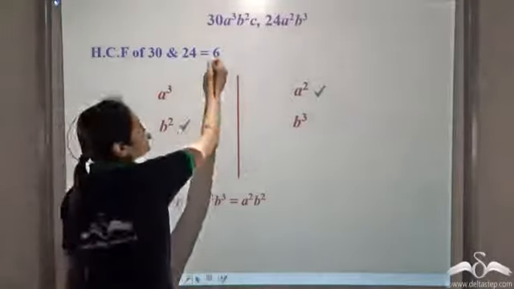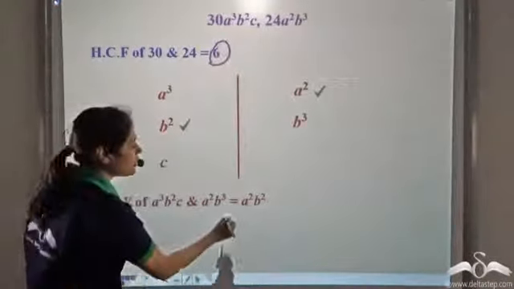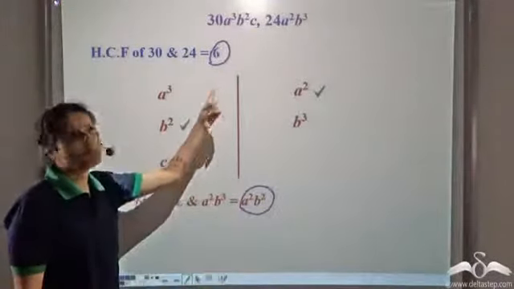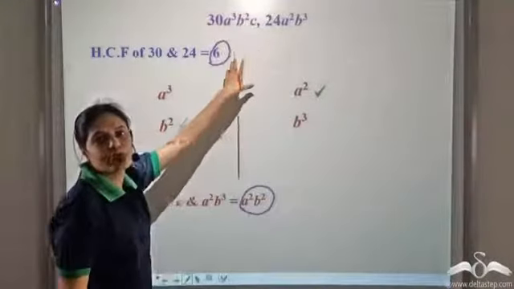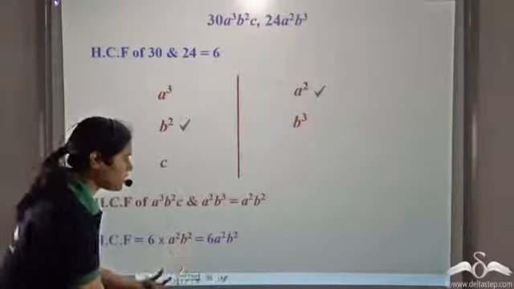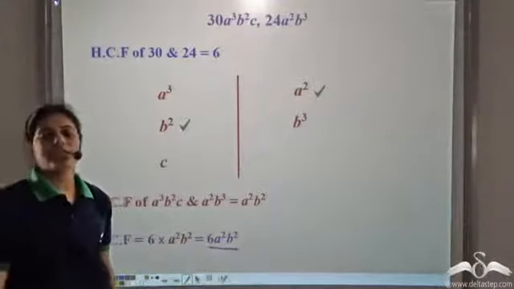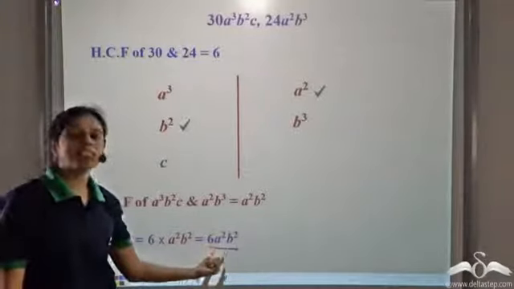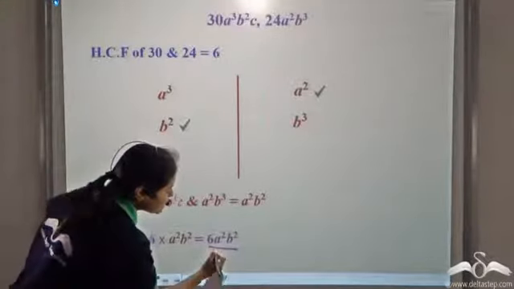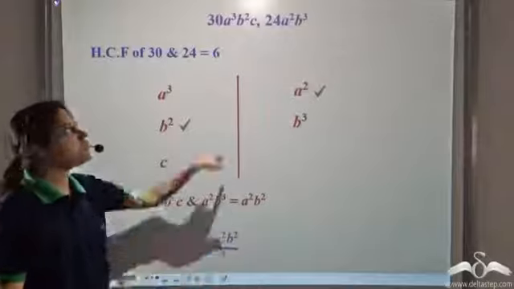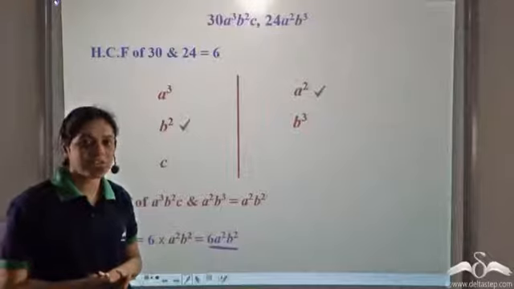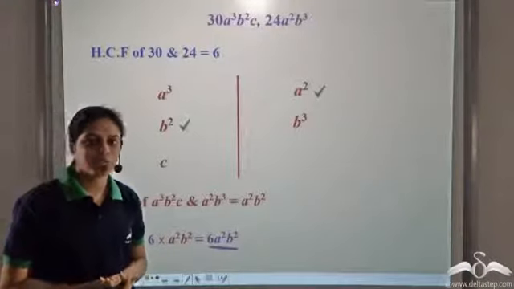Now we have got the HCF of the numerical part and the HCF of the algebraic part. So we multiply these two to get the HCF of these two terms. So the HCF of these two terms is 6 into A square B square, that is 6A square B square. This is the same as what we had got by the prime factorization method. Wasn't it simpler and faster than the prime factorization method? Yes, it was.